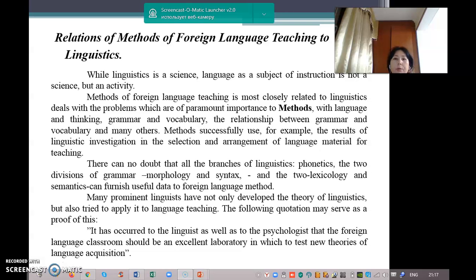There is no doubt that all the branches of linguistics, like phonetics, the two divisions of grammar, morphology and syntax, and lexicology, can furnish useful data to foreign language methods. Many prominent linguists have not only developed the theory of linguistics, but also tried to apply it to language teaching. The following quotation may serve as proof of this. It has occurred to the linguist as well as to the psychologist that the foreign language classroom should be an excellent laboratory in which to test new theories of language acquisition.